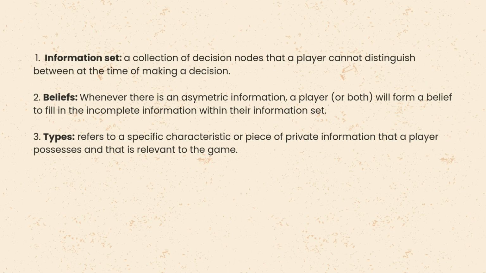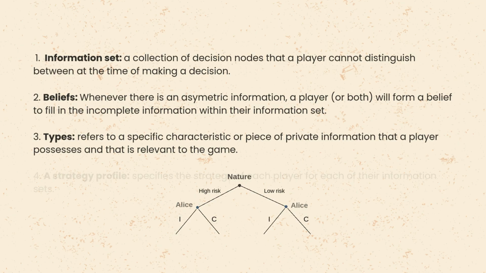3. Types. A type refers to a specific characteristic or piece of private information that a player possesses and that is relevant to the game. Here, Alice has two possible types, high risk and low risk. Nature determines her type before the game begins.